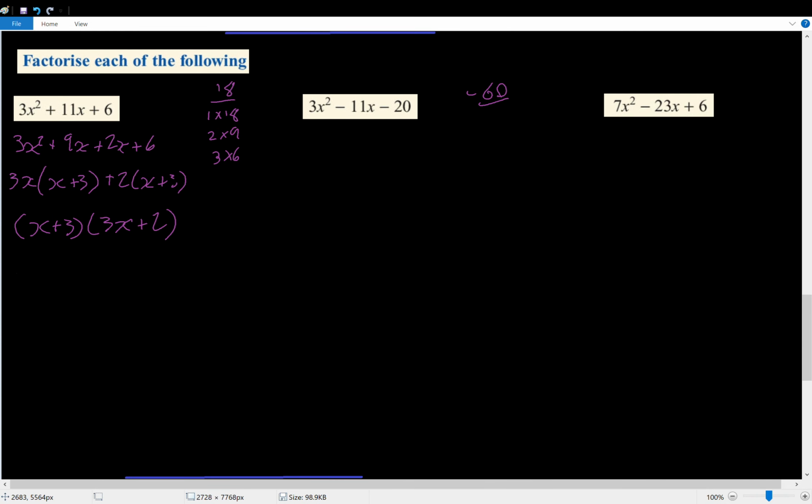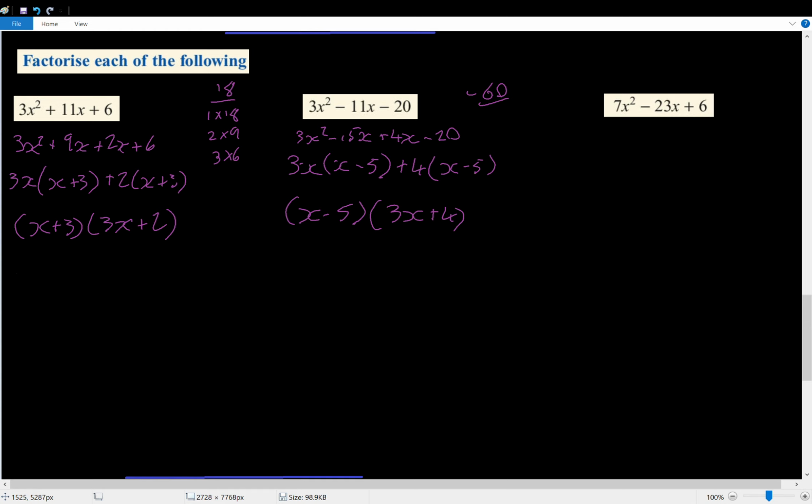So when we write that out, it's going to be 3x squared minus 15x plus 4x minus 20. And again, we factorize it by grouping, so we're treating them in pairs. So we get 3x times, and then in brackets, x minus 5, plus 4 times, and then in brackets, x minus 5. So we have x minus 5 times 3x plus 4, like that.